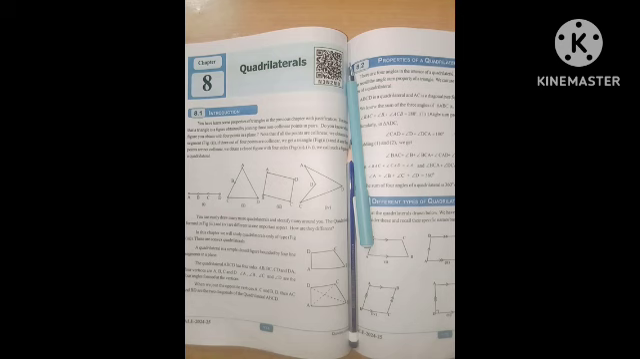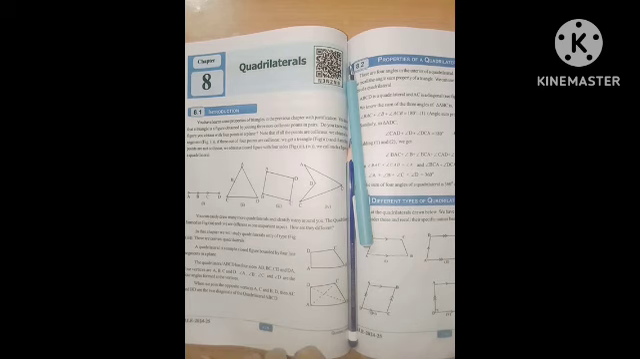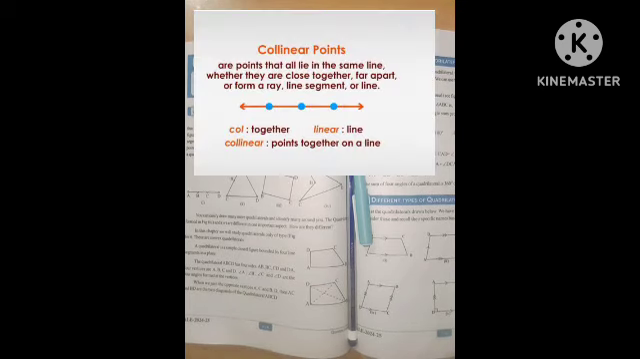What are non-collinear points? Points not lying on the same straight line are called non-collinear points. What is the word collinear? Which language does the word collinear come from?